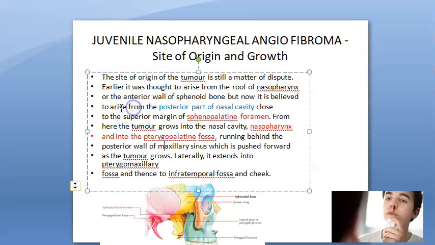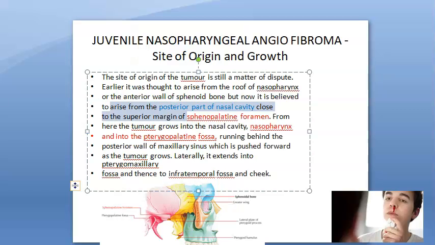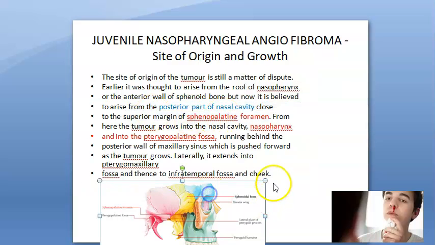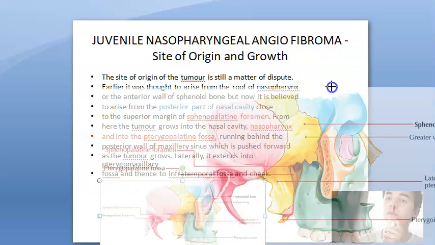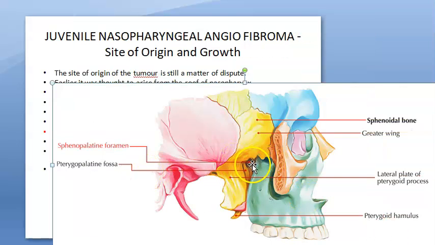So where does this mass actually arise? Guys, focus. Where does this mass actually arise? Which mass? Juvenile nasopharyngeal angiofibroma. It arises from the posterior part of the nasal cavity. So remember, posterior part of the nasal cavity, okay, close to the superior margin of the sphenopalatine foramen. So inside your nose, behind, okay, and where? Close to the sphenopalatine foramen, okay.